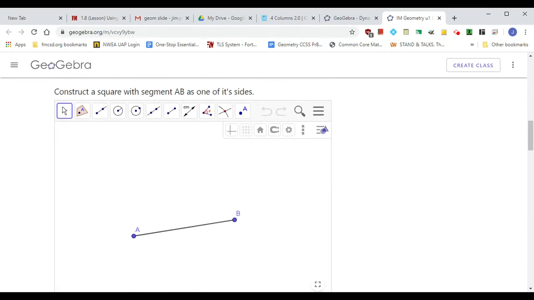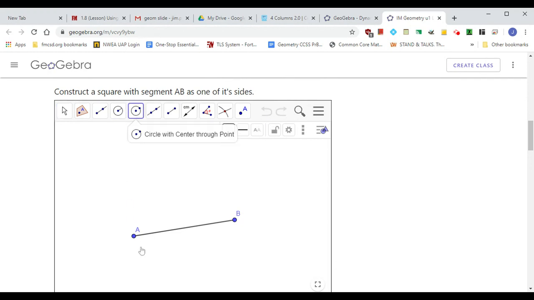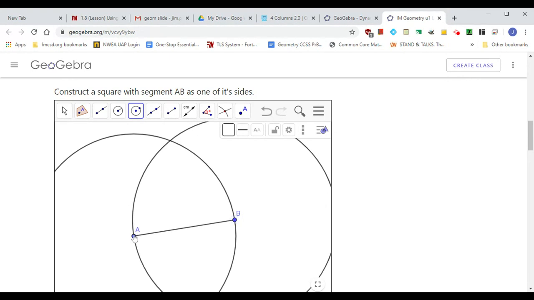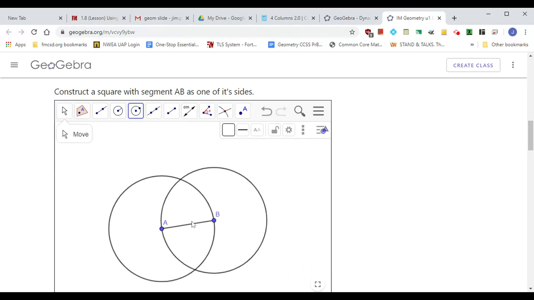Now we can construct a square with AB as one of its sides. So this is one where I need to go with a circle from A to B, and then also the circle from B to A. That gives me the points that are the same distance from A as B is, a whole bunch of them. I'm going to shrink my picture up just a little bit.